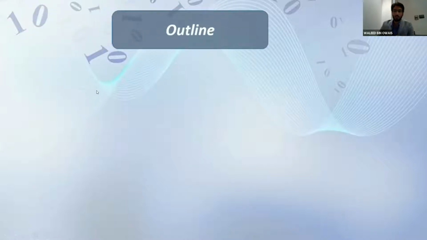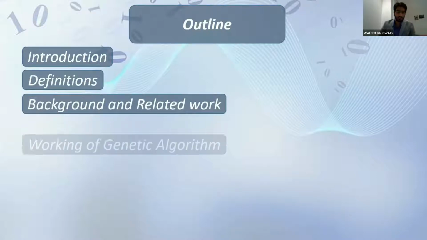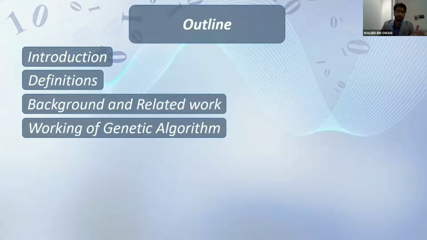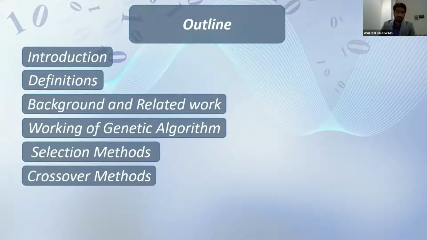So this is how we'll go about this presentation. First, a brief introduction, providing a deep insight into the technical terms used in the genetic algorithm. Then some of the background and related work that has been done hitherto on convergence using different crossover and selection techniques. Then a brief introduction and general insight into how a genetic algorithm actually works and the various selection and crossover methods that we have used in this experimentation. And finally, we discuss the results that we got, and then we conclude.